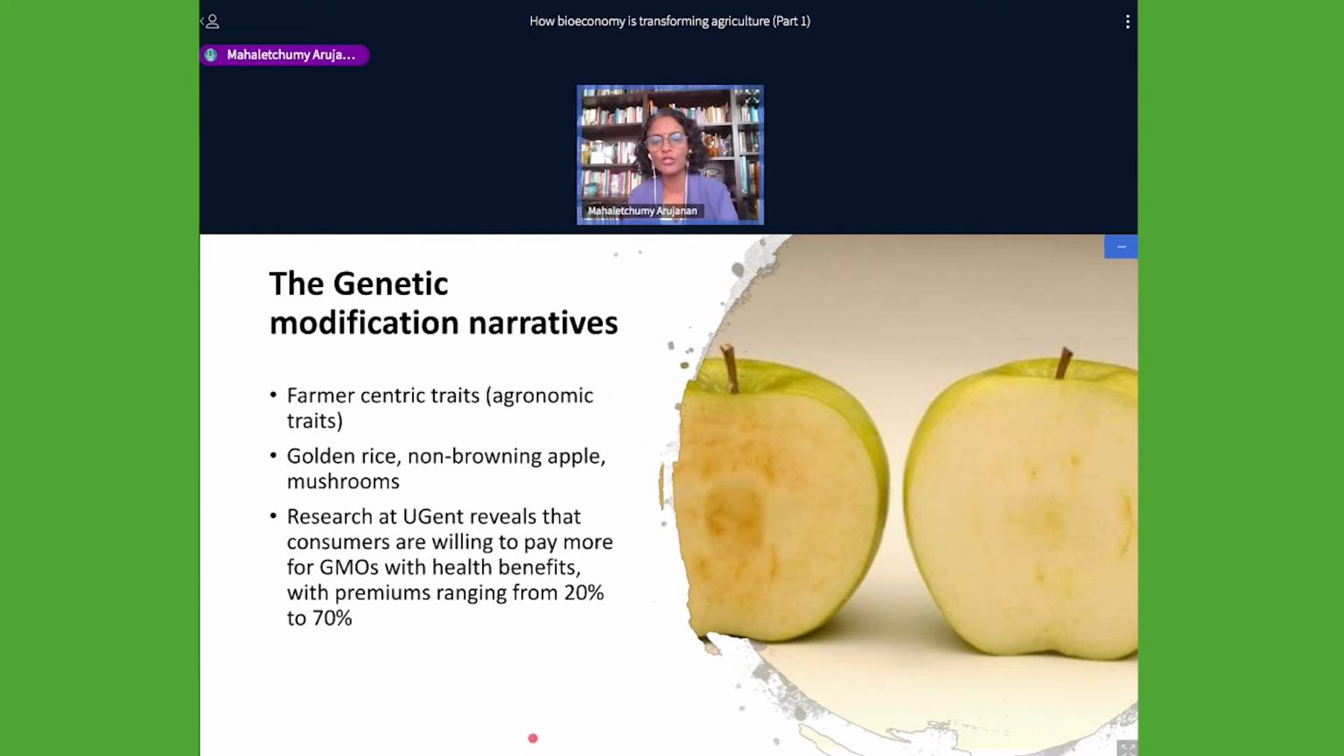Now, research at Ghent University reveals that consumers are willing to pay much more for GMOs if they come with health benefits, with premiums ranging from 20 to 70%, which is really high. So this is where we need to change our narratives, even in our communication. When consumers see the benefits directly for them, then they are willing to pay the price. So how do we change our communication narrative now so that we show that the benefits are relevant to them?